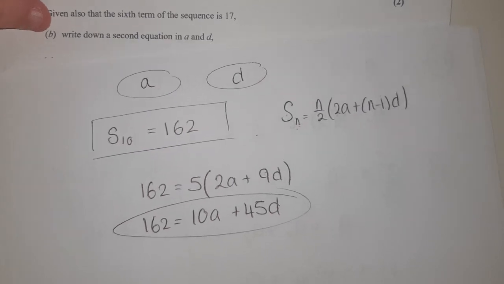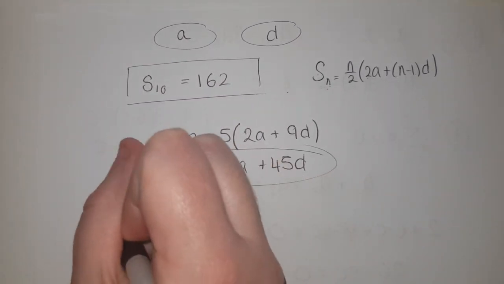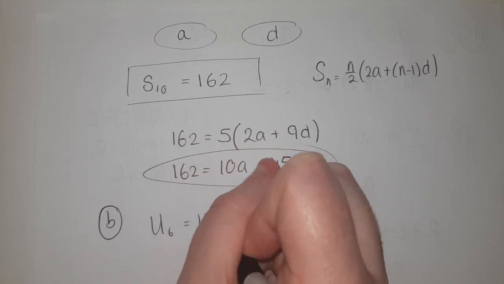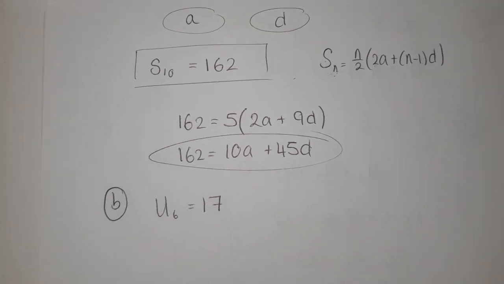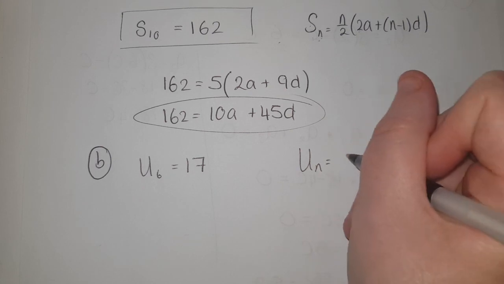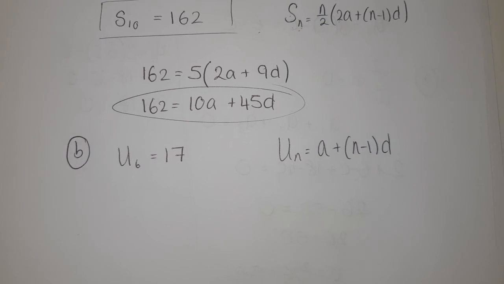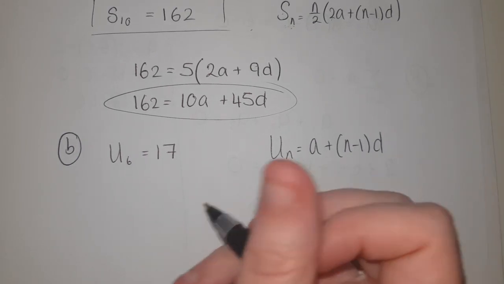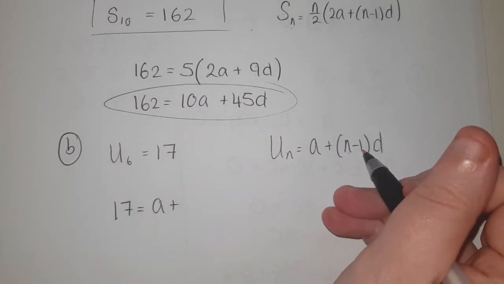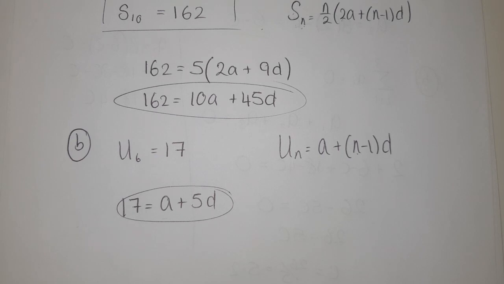Yep. Right, then you're given a bit more information. We're told for part B that the sixth term, so U6, is 17. We want a second equation. So U6, remember, that's your nth term rule. And the nth term rule in general for any arithmetic sequence is a plus (n minus 1)d. So we're going to put 17 is equal to a plus 6 minus 1 is 5, so 5d. And that's it, second equation.